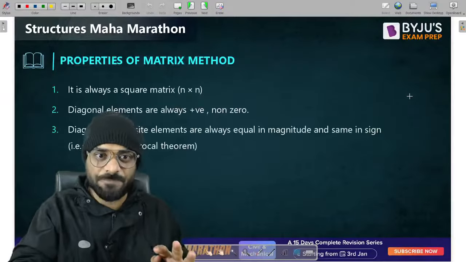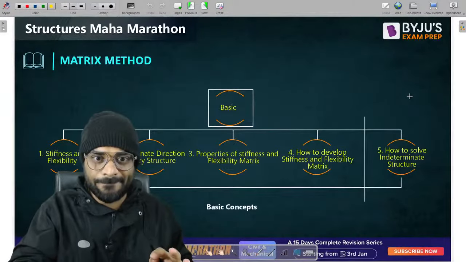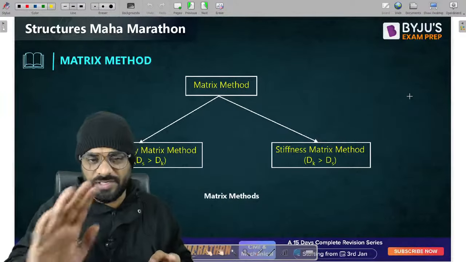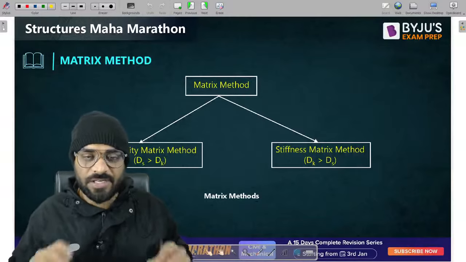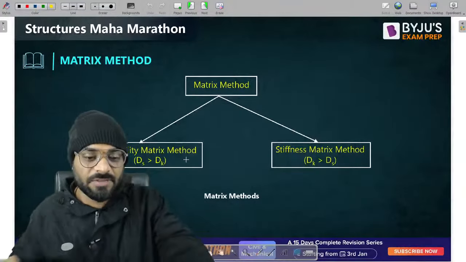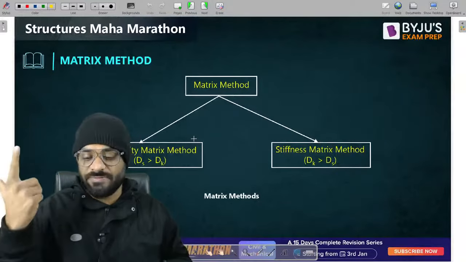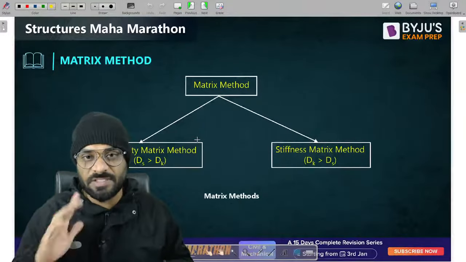Okay, listen guys. The matrix method, again, is the least important chapter from the GATE point of view. Now let me explain it. If we talk about the matrix method, there are two approaches. One is the flexibility matrix method. Second is the stiffness matrix method.